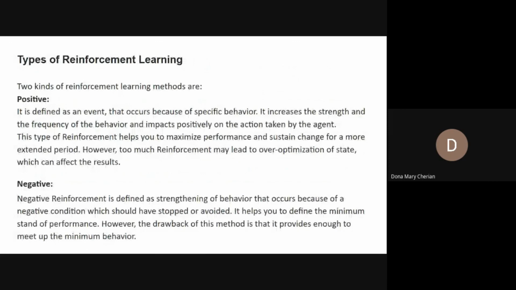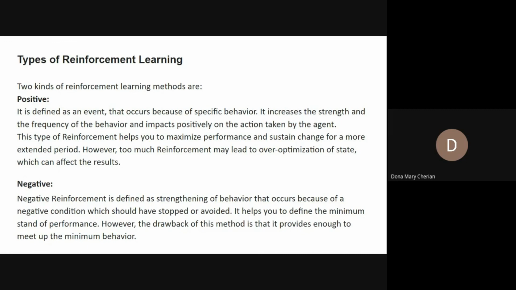So there are two types of reinforcement learning, positive and negative. Positive is defined as an event that occurs because of specific behavior. It increases the strength and the frequency of the behavior and impacts positively on the action taken by the agent. So it maximizes the performance and sustains change for a more extended period.